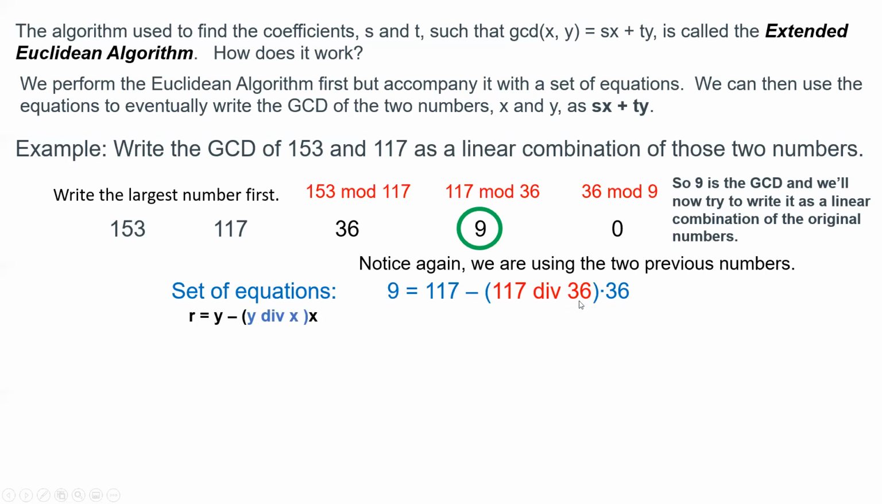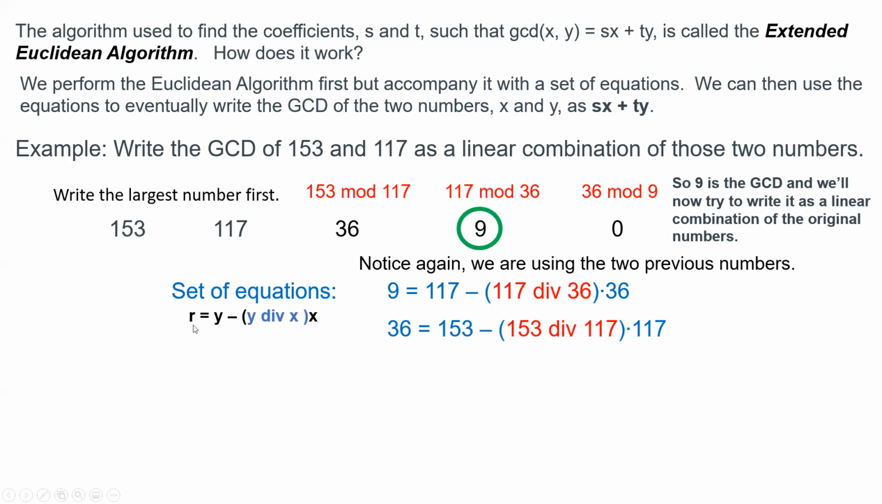But now this isn't good enough. We need to be able to write 9 as a linear combination of 153 and 117. So far, we could eventually get it down to a linear combination of 117 and 36, but we don't even have 153 involved. So we need to do a little bit more. We're going to go back and look at the 36 too. How can we write 36? Let's remember when 36 was R. When 36 was R, we used 153 and 117.